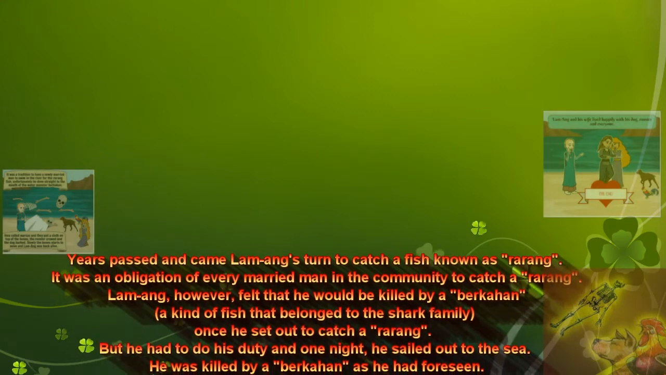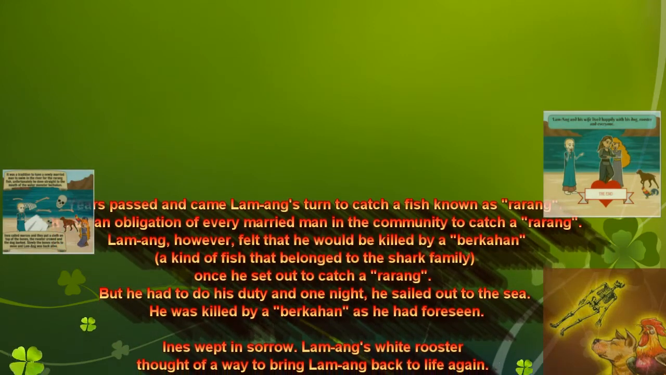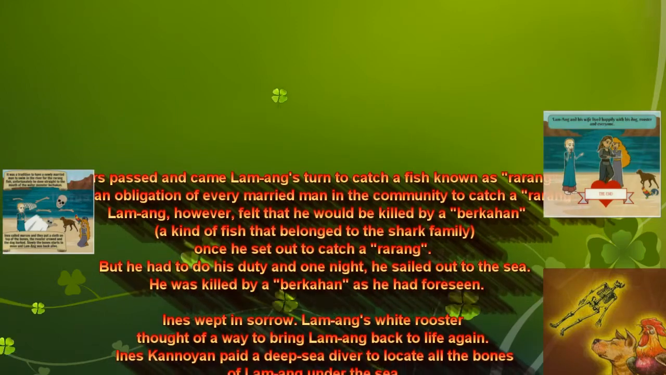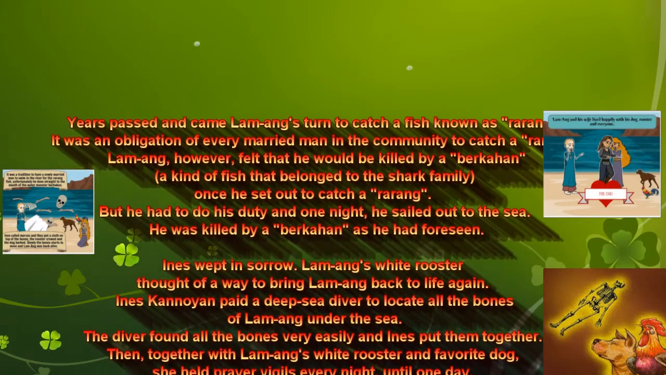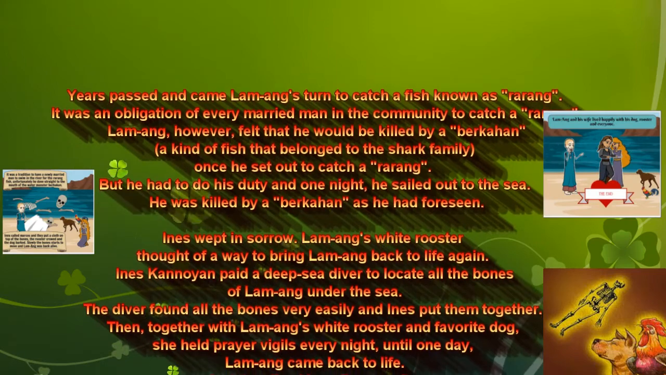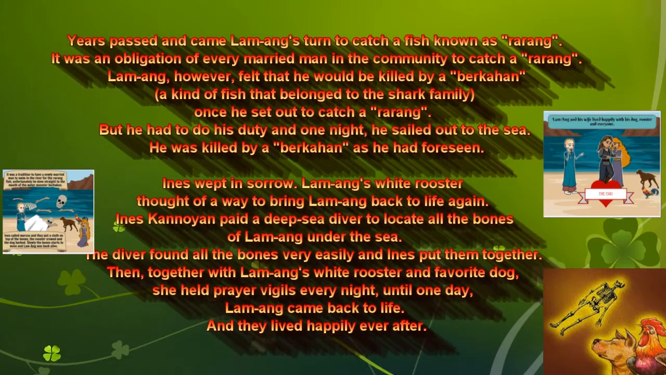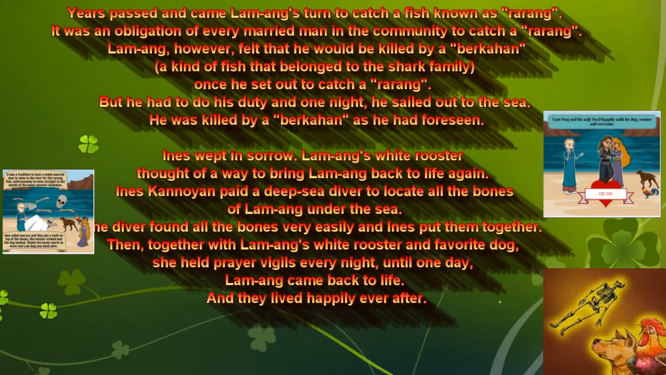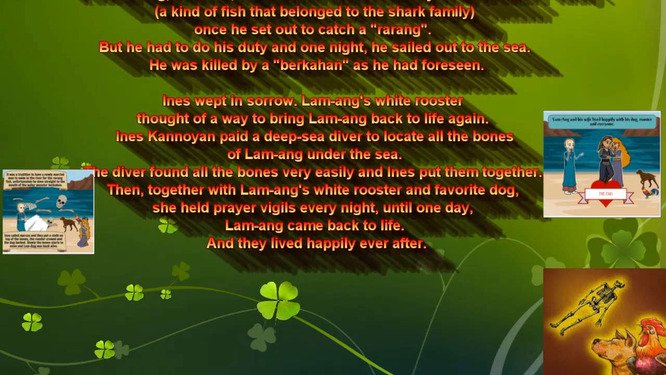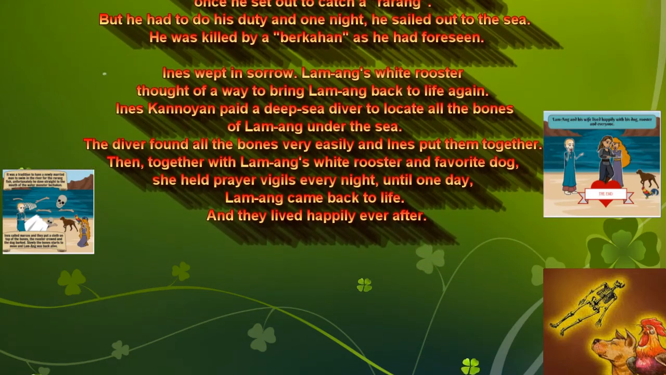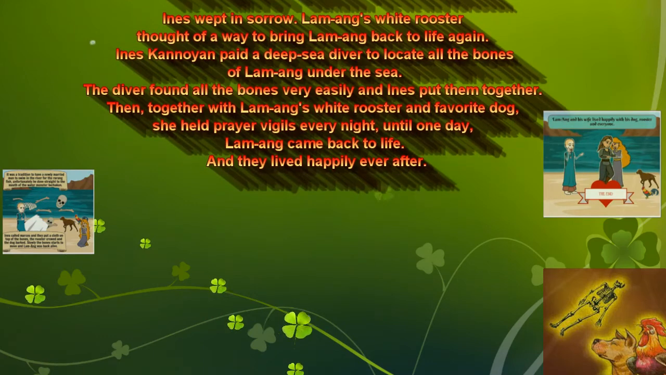Lam-ang, however, felt that he would be killed by a berkakan, a kind of fish that belonged to the shark family, once he set out to catch a rarang. But he had to do his duty, and one night, he sailed out to the sea. He was killed by a berkakan as he had foreseen. Ines wept in sorrow. Lam-ang's white rooster thought of a way to bring Lam-ang back to life again. Ines Kanoyan paid a deep sea diver to locate all the bones of Lam-ang under the sea. The diver found all the bones very easily and Ines put them together.